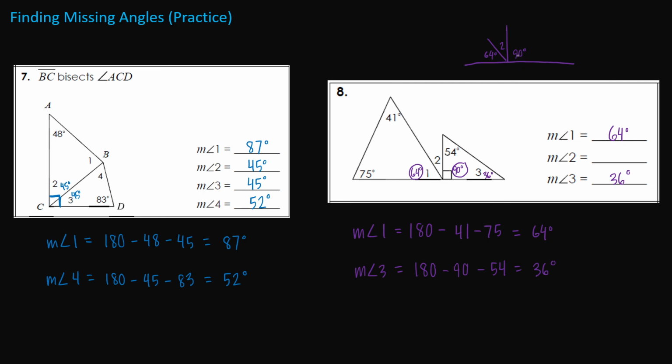So let's use that same property to find the measure of angle 2. So it would be 180 minus our given angles. That's a 64-degree angle and a 90-degree angle. So 180 minus 64 minus 90 would be 26 degrees. There we go.